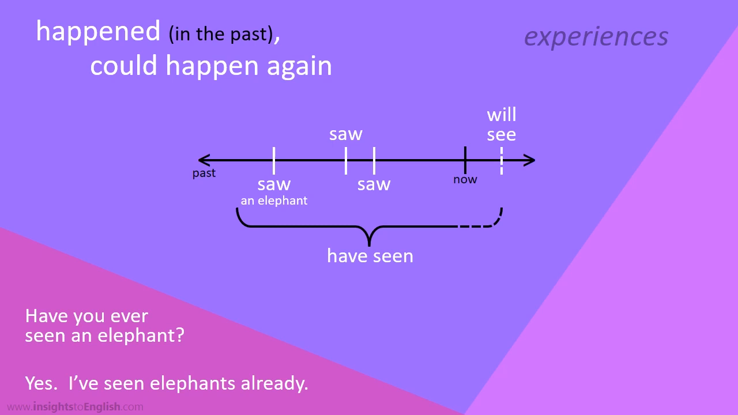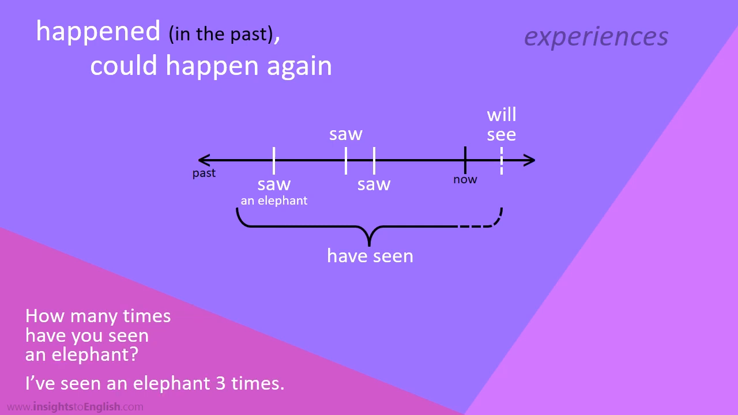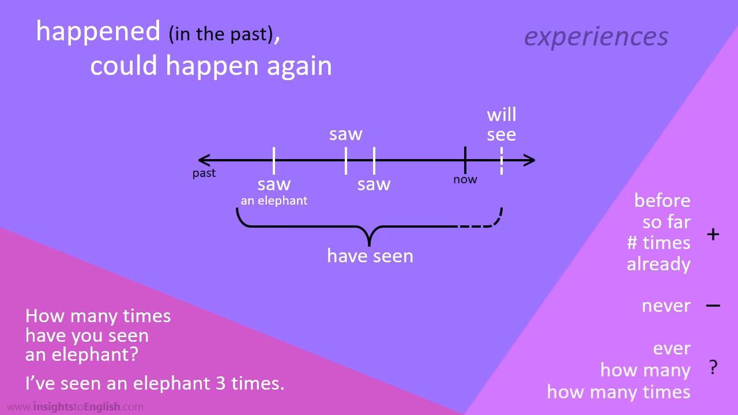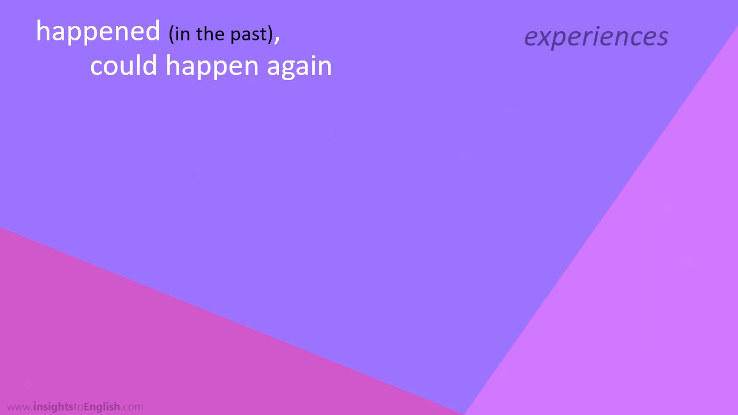We also use words and phrases like never, so far, and this many times in this context. And when we ask a question, we might say ever or how many. That's right. We could also use words like every. For example, she has gone to the mall every day this week. She might go again tomorrow. So when we talk about experiences, we use present perfect.